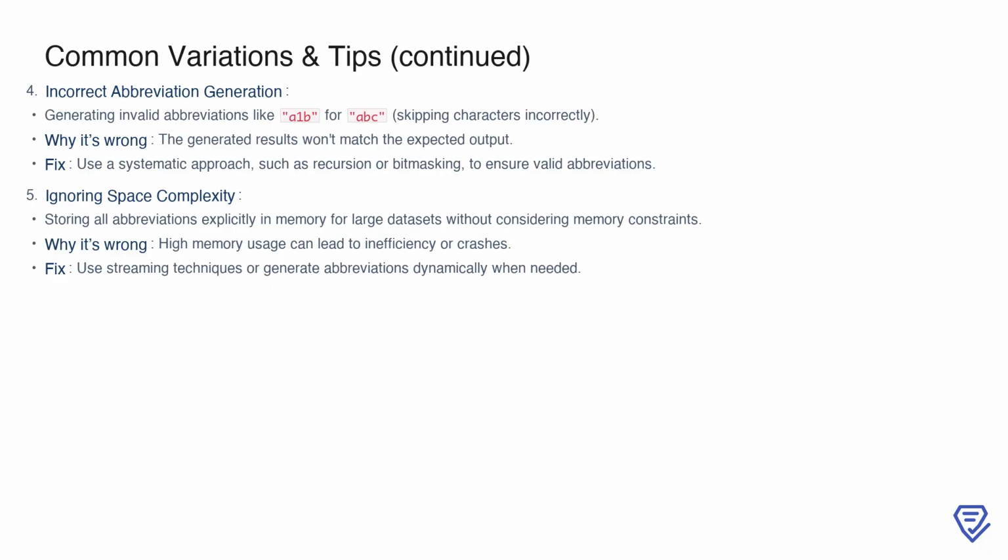Additionally, ignoring space complexity can lead to inefficiencies. Storing all abbreviations explicitly in memory, especially for large datasets, can quickly consume resources and even cause crashes. Instead, consider streaming techniques or generating abbreviations dynamically as needed to manage memory effectively. These strategies not only improve the performance of your solution but also make it scalable for larger inputs.